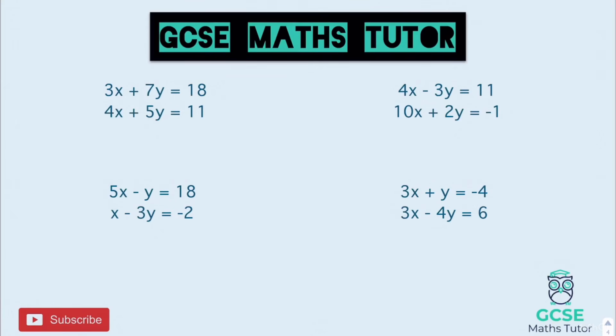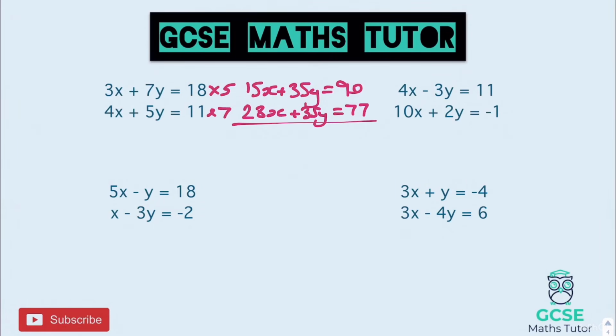Okay, so going over this first one to start with, I'm going to do these quite quickly. I'm going to times the top one by 5 and the bottom one by 7. So that's going to make 15x plus 35y, and 18 times 5 equals 90. And then we've got 28x plus 35y equals 77.